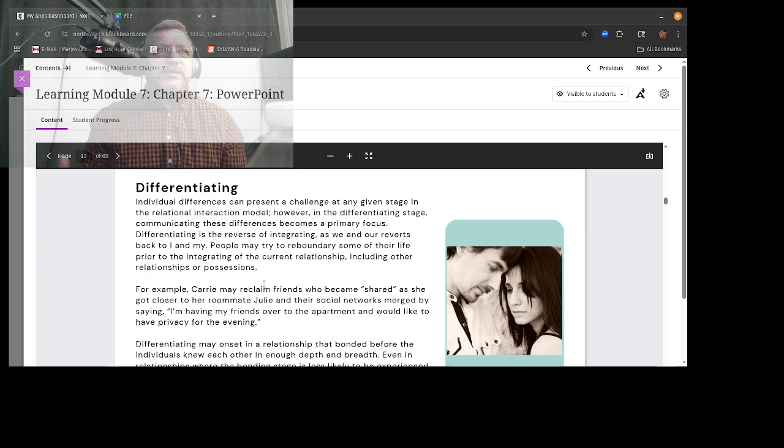Differentiating stage. The individuals have differences, right? We're not all exactly the same. Individual differences can present a challenge at any given stage of this interaction model. But in the differentiating stage, communicating these differences becomes a primary focus. Differentiating is the reverse of integrating, meaning instead of building, we're starting to tear down, potentially.